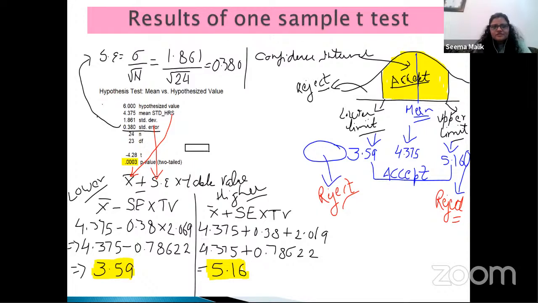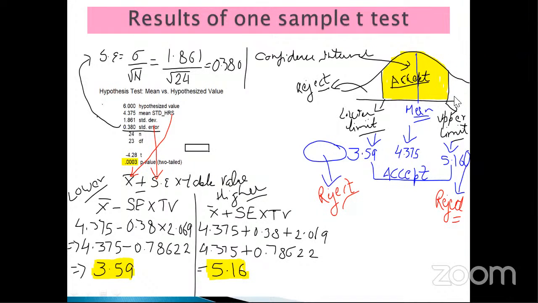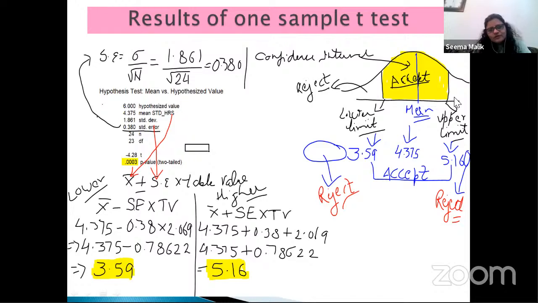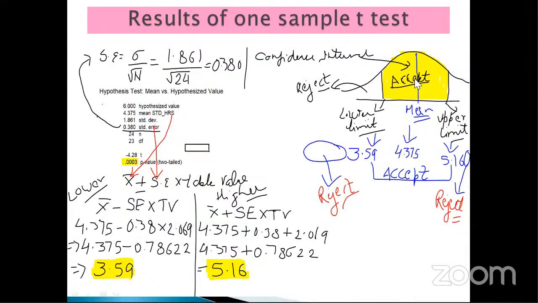Confidence limits are the limits in which our population parameter is expected to lie. If it lies between these limits, the hypothesis is accepted, and if it lies beyond that limit, the hypothesis is rejected. Like the value 6 lies beyond this limit, right? It is more than 5.16. Automatically our hypothesis got rejected, and it is also supported by the p-value. And if we test the value 4, it lies between 3.59 and 5.16. It is there, right, 4. So it means we will accept the hypothesis.